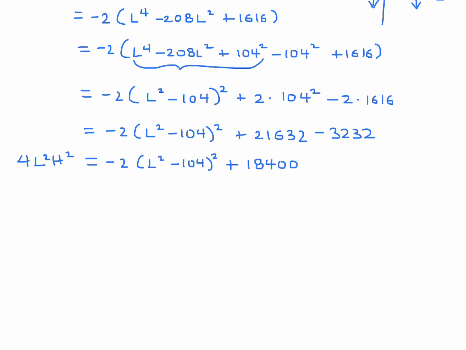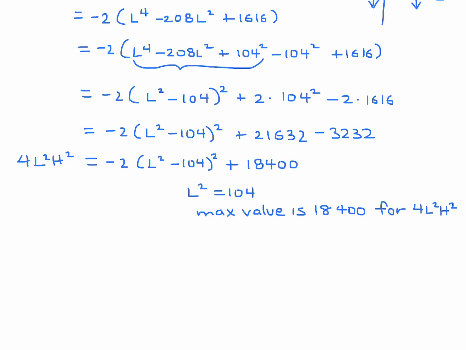Okay, so now we are pretty much done with the question. This means that when L squared is equal to 104, right there, that part becomes 0, and it makes this have the maximum value. The max value is 18400, for that function, which is equal to 4L squared, H squared. Okay?